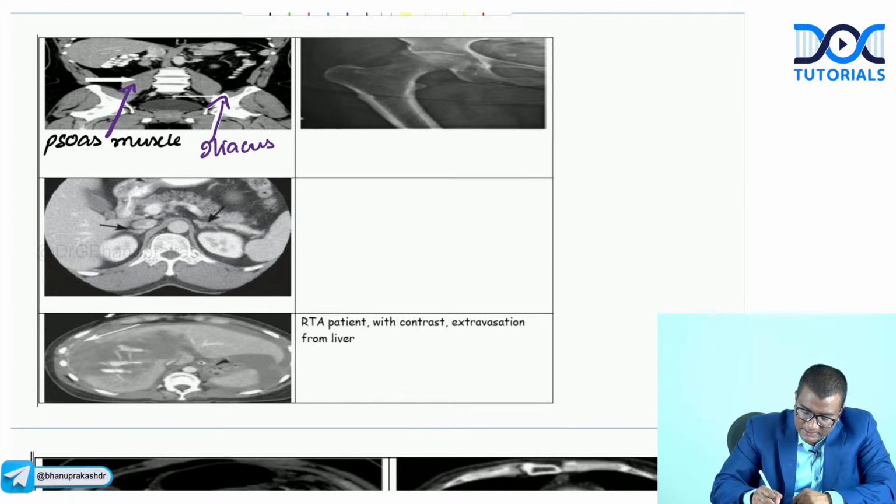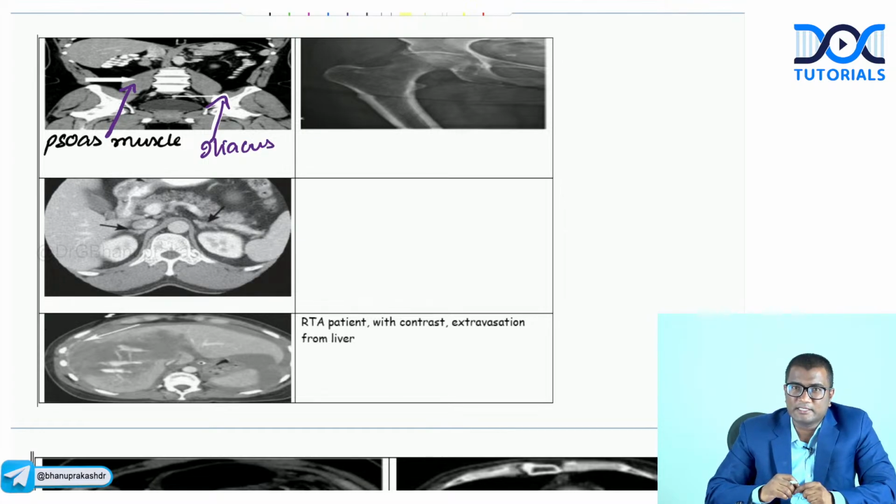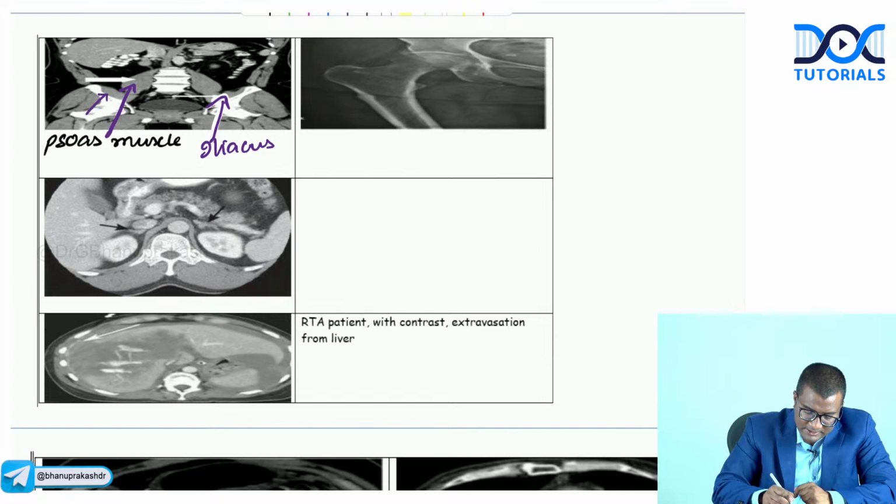Okay, so this is iliacus. Together they form the iliopsoas muscle, right? So the psoas muscle and the iliacus. Here you can also see the right iliacus muscle and the right psoas muscle, right? I hope you can get them right.